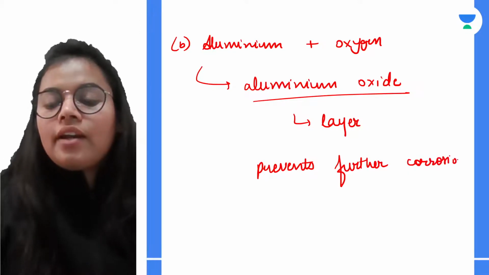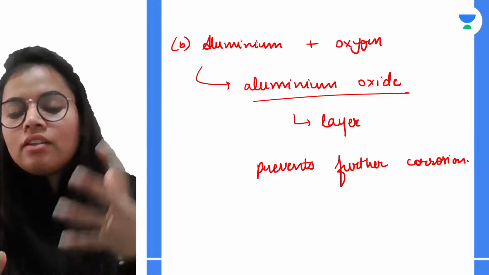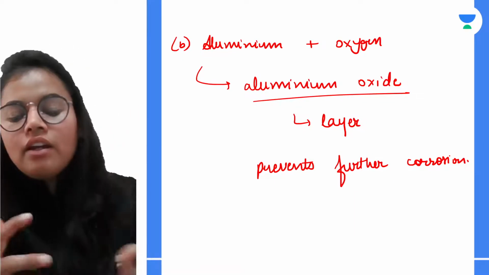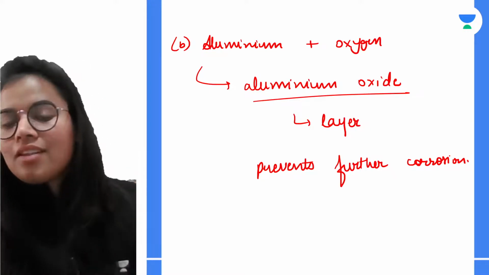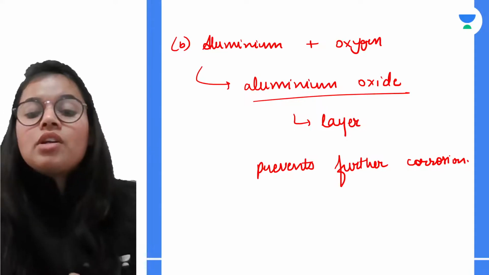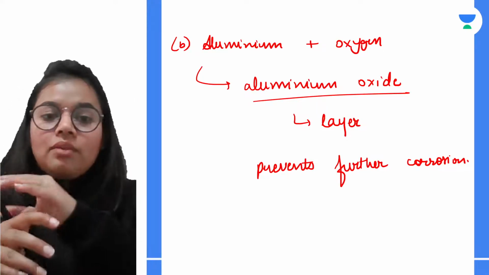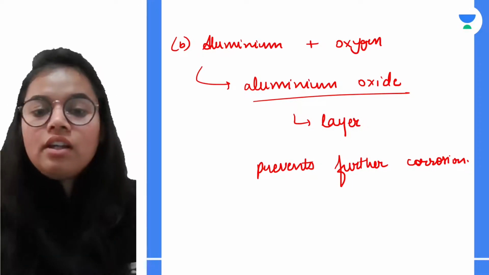Okay, and if I talk about iron, so rust, it is again falling off and further corrosion takes place. So the basic reason for aluminium not getting so much corroded is this layer of aluminium oxide that is formed, which prevents the corrosion.